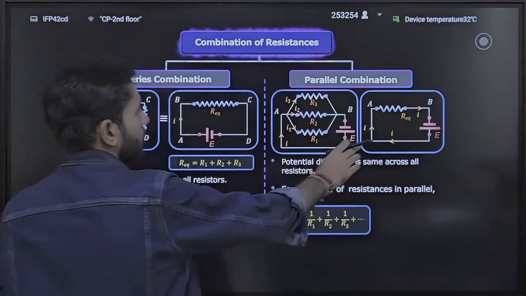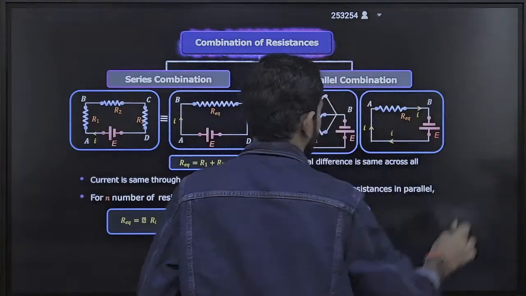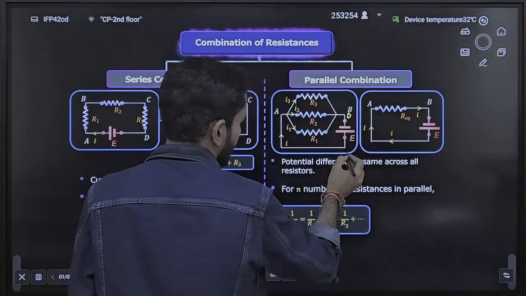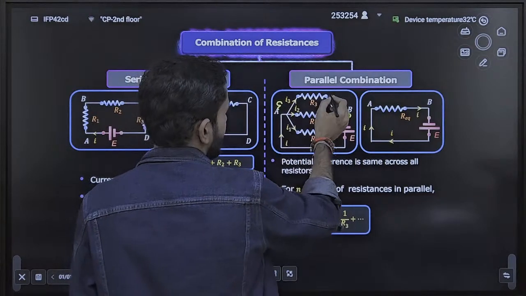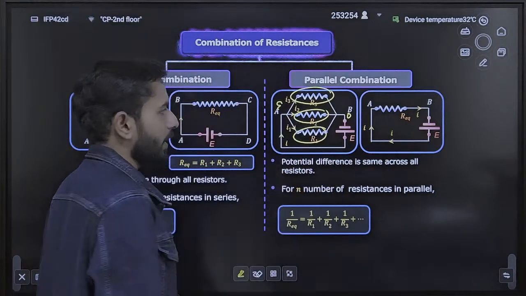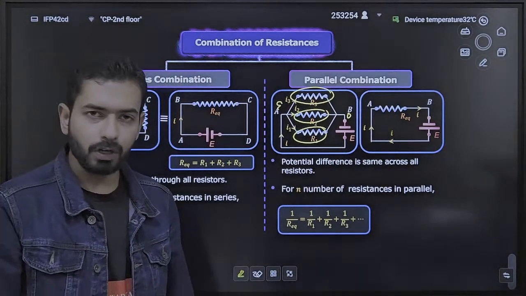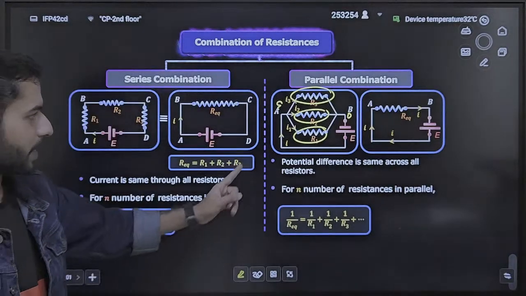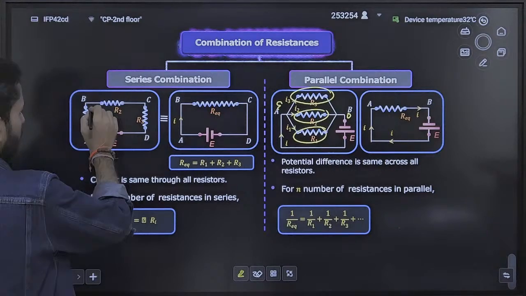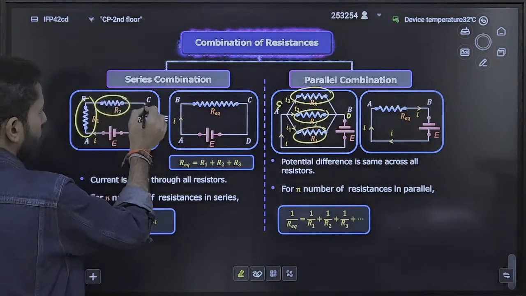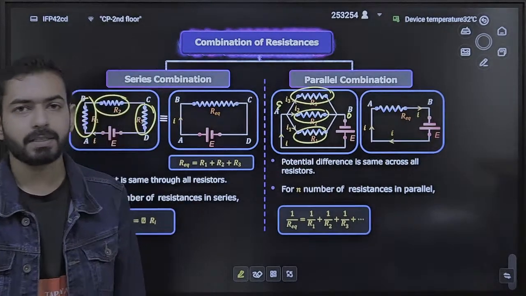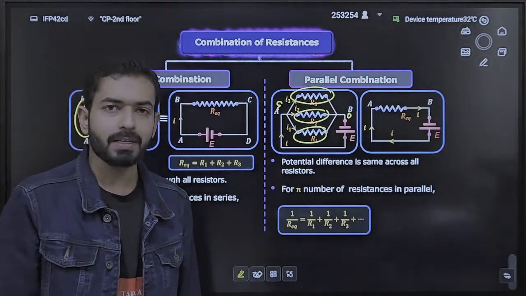For example, just like here, let's suppose this point is 0 potential, that means this point will be E potential. So what can I say about R3? Potential difference is E, potential difference is E, potential difference is E. If potential difference is the same across all these three resistors, that means it is a parallel combination. Here, whatever current is flowing through R1 is the same current flowing through R2, and the same current flowing through R3. If the current flowing is the same through all the resistances, then it is called a series combination.